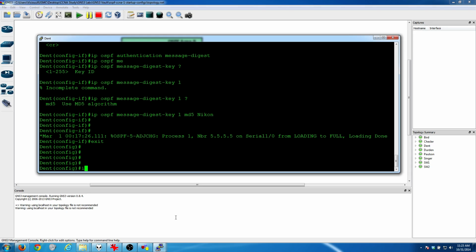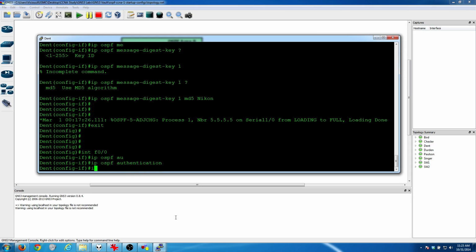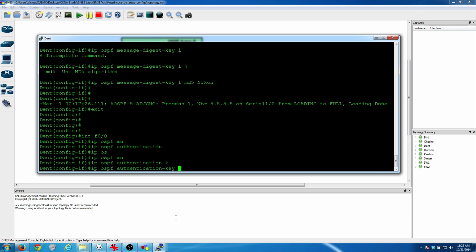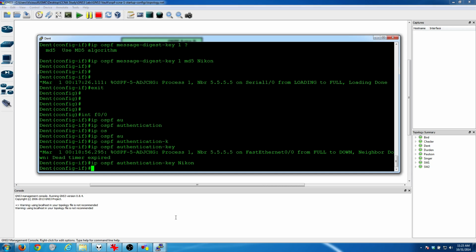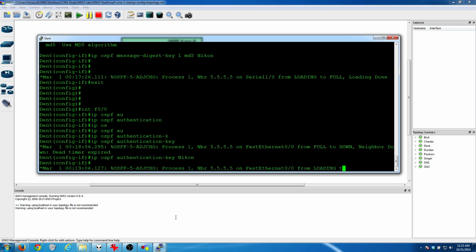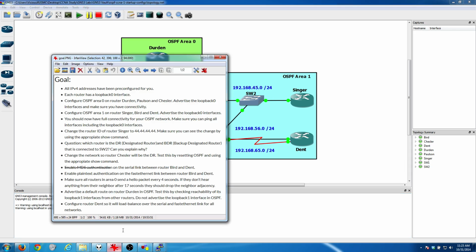Okay, so we're going to need interface fast 0/0. And it just went down because the dead timer got matched from timing out. And we'll bring it right back up. And there we go. So that goal is now completed as well.